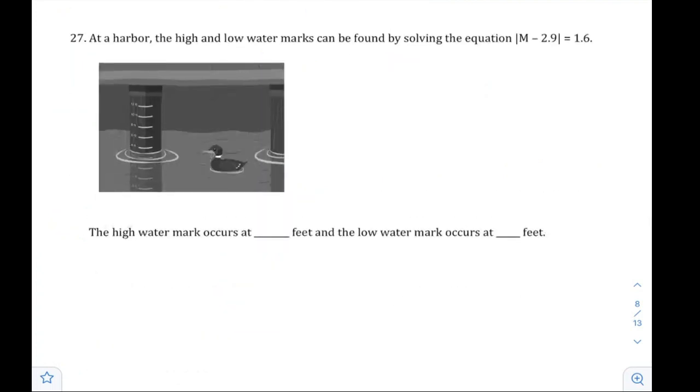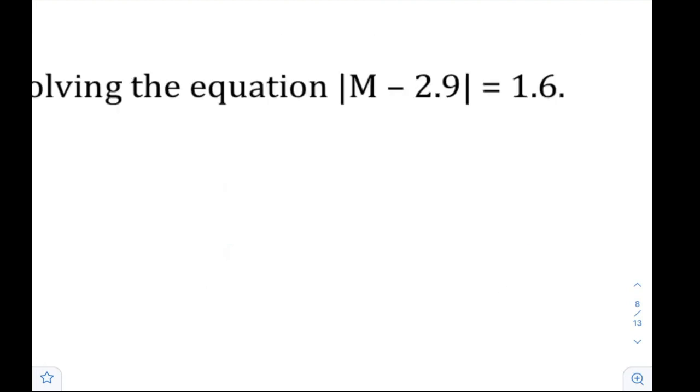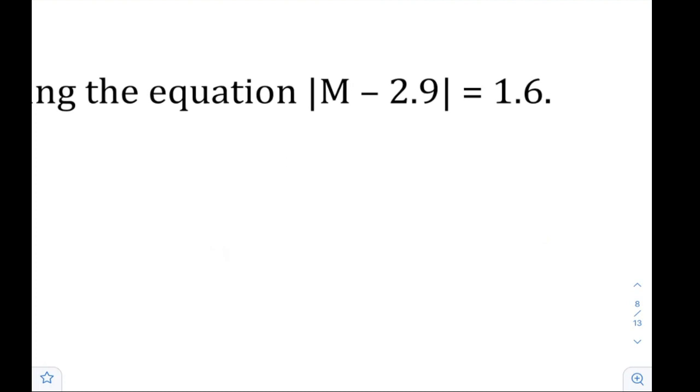At a harbor, the high and low water marks can be found by solving the equation absolute value of m minus 2.9 is equal to 1.6. The high water mark, the maximum, occurs at where, and the minimum, or the low water, at where. So in this case, I can solve this absolute value equation. We have a positive number, and we have the absolute value isolated and ready.